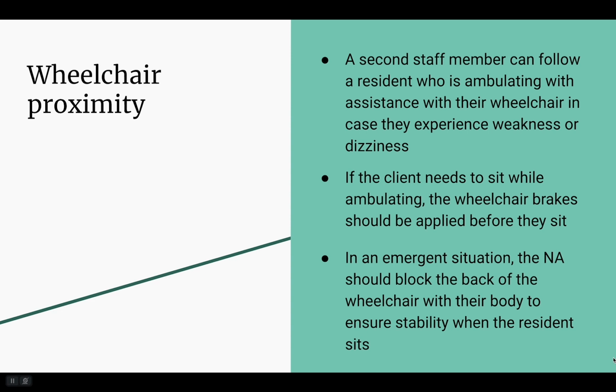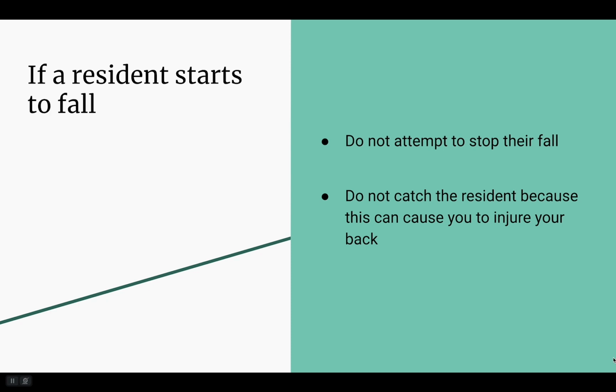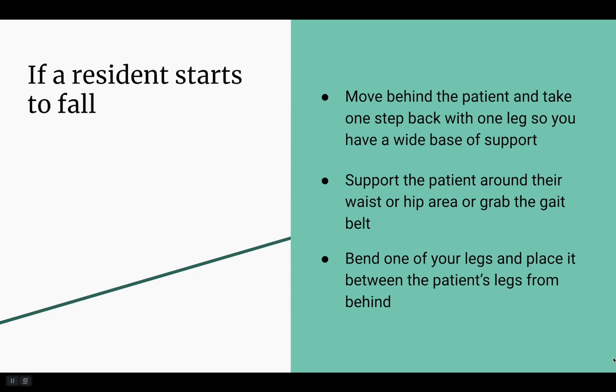If a resident starts to fall while standing or ambulating, do not attempt to stop their fall or catch the resident because this can cause you to injure your back. Instead, move behind the patient and take one step back with one leg so you have a wide base of support. Support the patient around their waist or hip area or grab the gait belt.